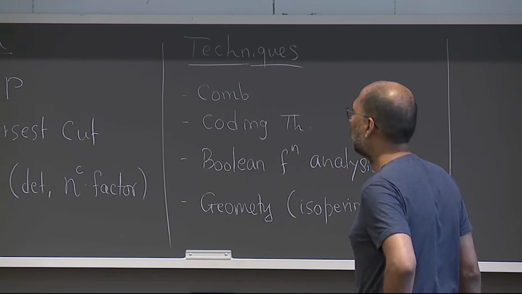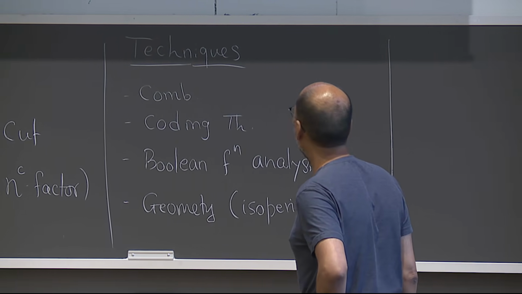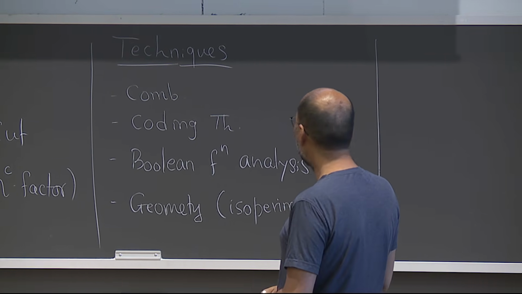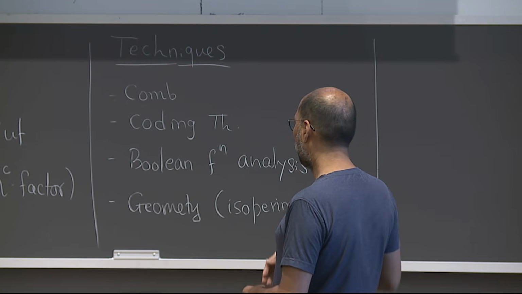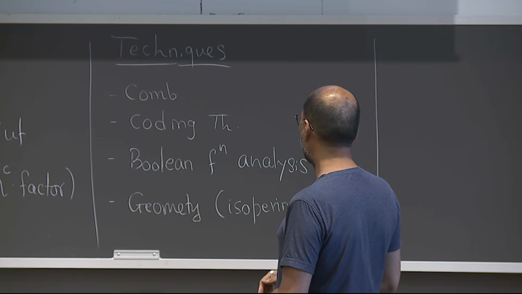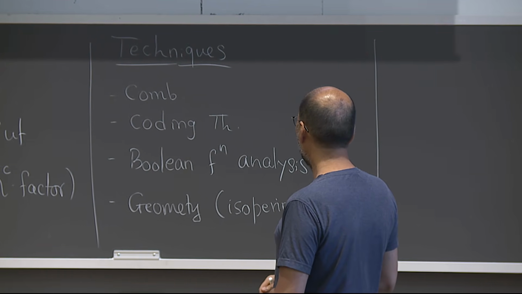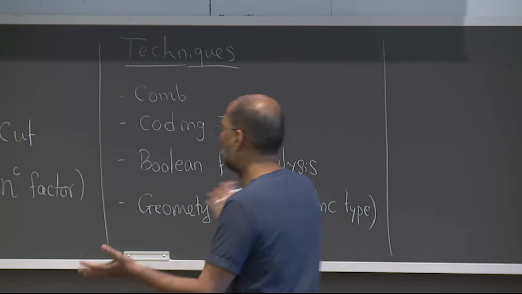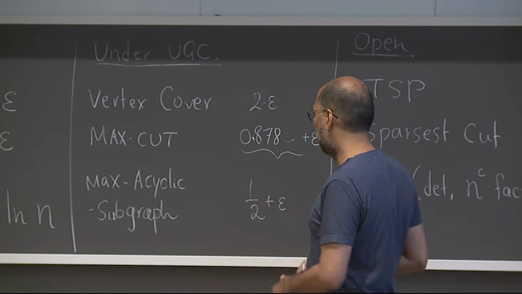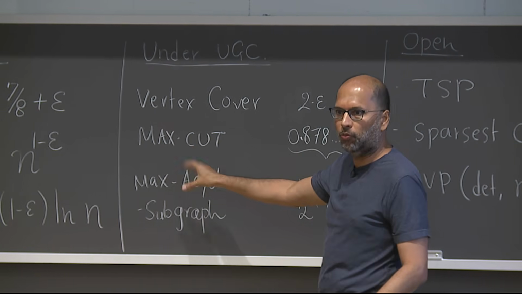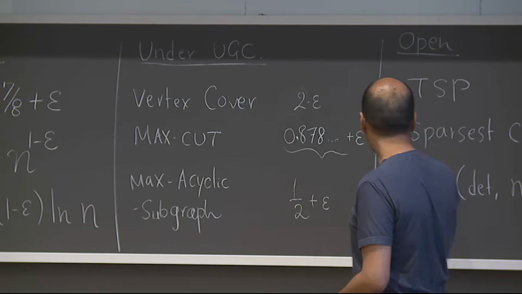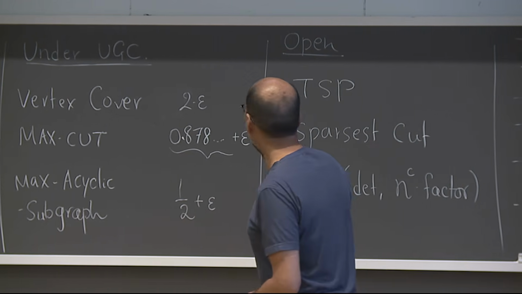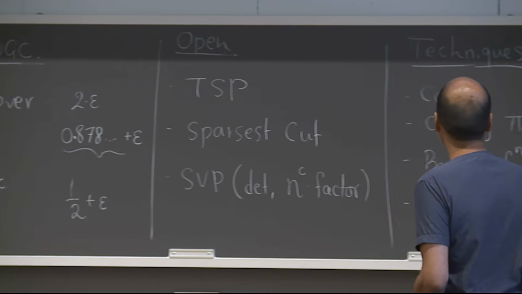So those are the results, if I have to quote a few. The techniques, it's usually a combination of combinatorics, coding theory, increasingly so as the decades went by, Boolean function analysis, and that ties in very nicely with geometry and especially isoperimetric type inequalities in geometry. And then everything which is specific to the context in which the problems arise. So for example, if you want to do SVP, you would have to know things about lattices, integer lattices, and so on and so forth. So that's in terms of results and techniques.